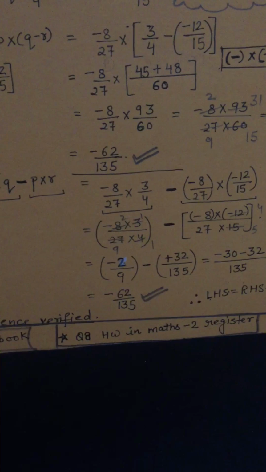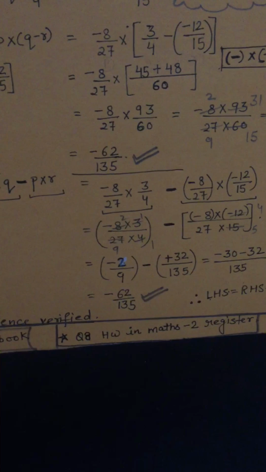So, 15 into 12. Sorry, 15 into 4 is 60. So, 12 4s are 48. Clear everyone? And this minus again I'm repeating, it is plus. Fine. Now, let's solve it out. 45 plus 48. It comes out 93. Same LCM. The denominator same as it is 60.